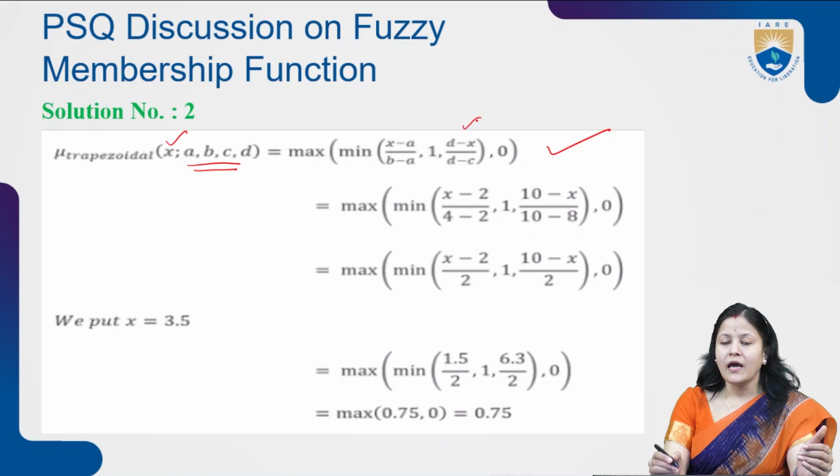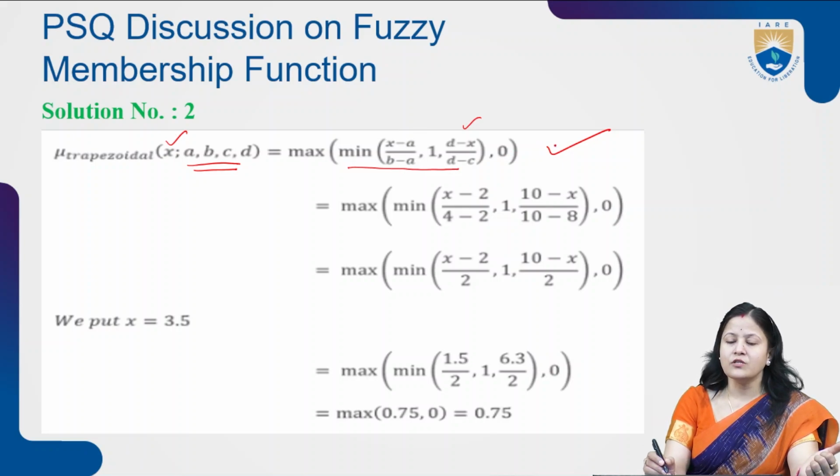And this one is when x lies between c and d. So we have to find the minimum of these three and compare with 0, and we can find out the max value. Okay, so this is the formula for the trapezoidal membership function.